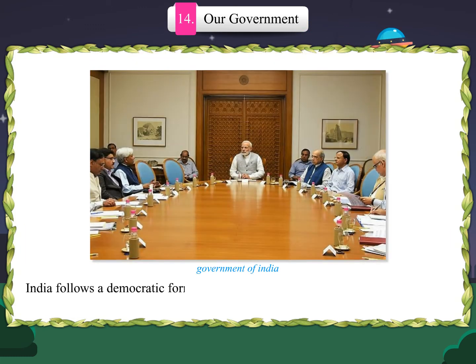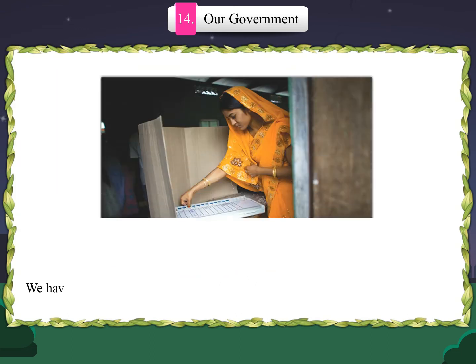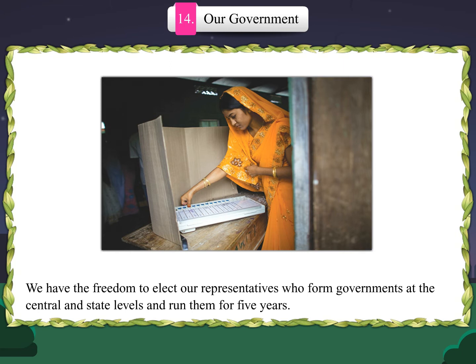India follows a democratic form of government, which means it is a government of the people, for the people, and by the people. We have the freedom to elect our representatives who form governments at the central and state levels and run them for 5 years.